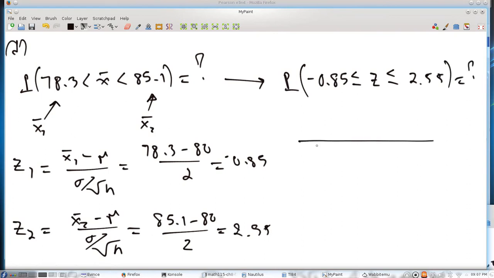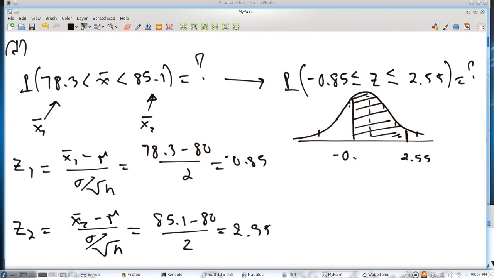Now if you look at the curve, that's a kind of strange curve. Let me draw it to make it a little more like a normal curve. Here you have 1, 2, 3, with 2.55 somewhere around here, and negative 1, negative 2, negative 3, so negative 0.85 somewhere around here. This is the region that we are interested in computing, between 2.55 and negative 0.85.